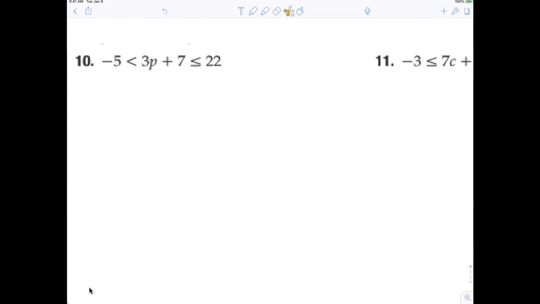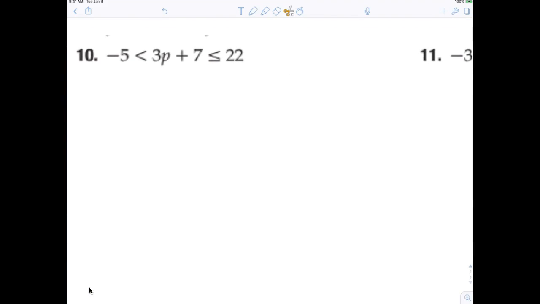All right, Jack, what do I have to do on number 10, do you think? A little bit different. You have to subtract 7. Very nice, very nice. Subtract 7. Now watch, I'm just doing this. You don't have to do that because that should be common sense, right? And then what am I left with? Negative 12 is less than 18.